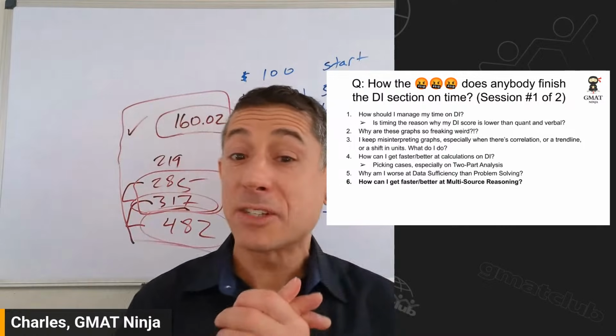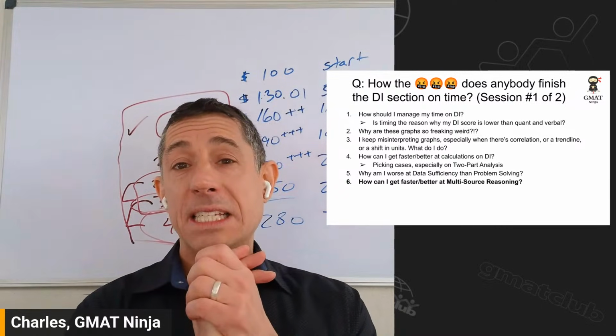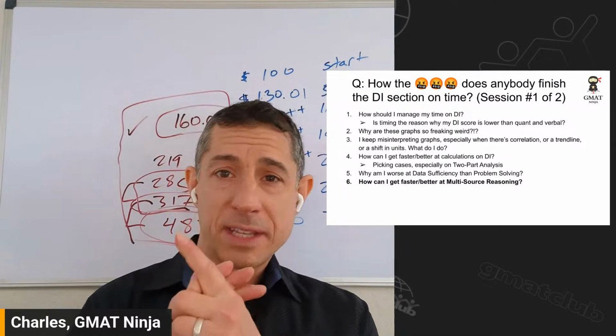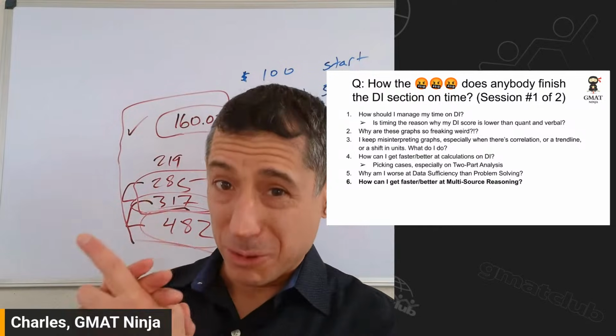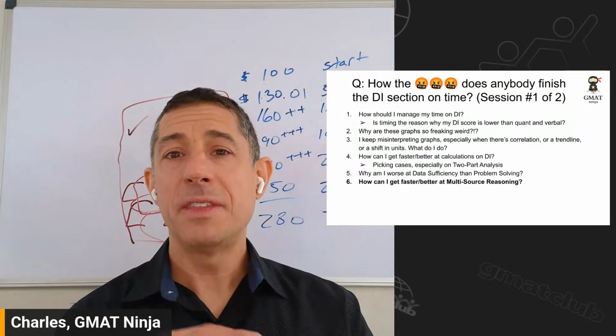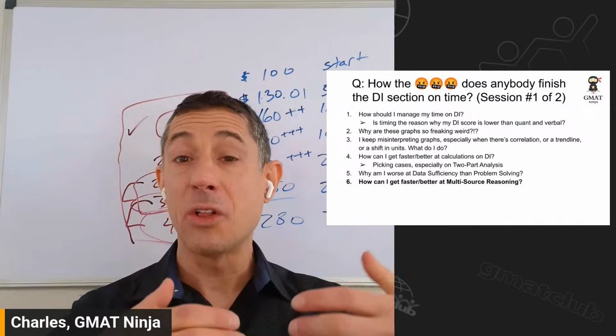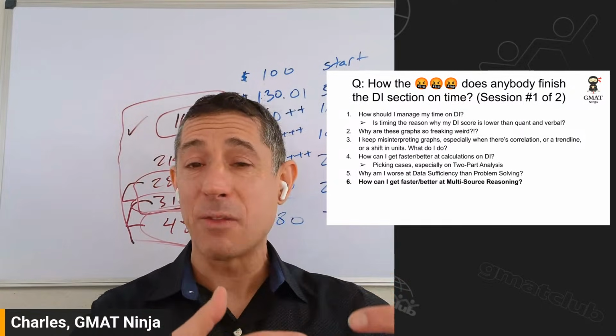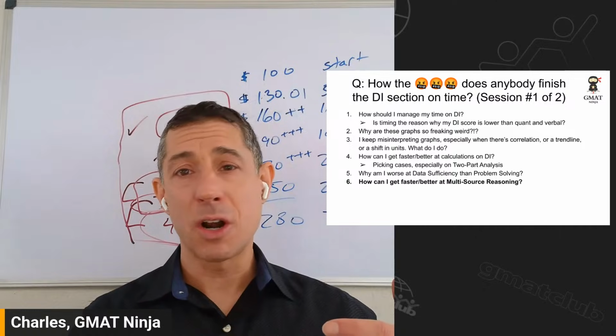Last question, how can I get faster at multi-source reasoning? Guys, everything I just talked about today, there's a reason I saved this for last. This might be the single most common question I'm asked. Multi-source reasoning kills me. These 3 tabs are awful. This general concept, get the lay of the land, tell the story before you get sucked into every single detail. That's the heart of it on multi-source reasoning.